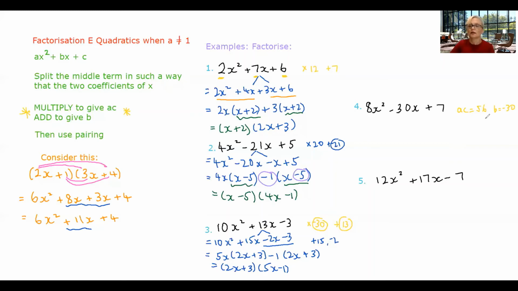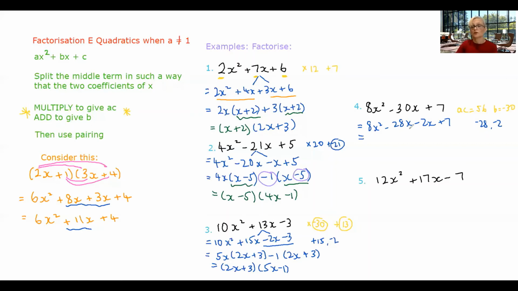How about 28 and 2? That'll work, won't it? Let's try that. So if we change this negative 30x to a negative 28x minus a 2x, let's just check this. We said negative 28 and negative 2. They do multiply to give positive 56, and they do add to give negative 30, so we're all good there.